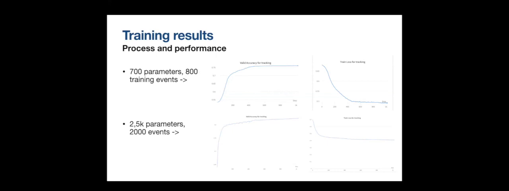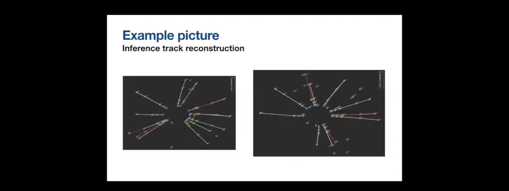Training results are next. We can see that for the smaller data and smaller model, we can achieve a primary accuracy on the validation set of about 0.76 or so. For larger data and a larger model, within the same number of epochs, we can achieve 0.85 or so. Here are some examples of the inference track reconstruction. Below you can see that white lines are what our model predicted, and red lines are what our model missed. So basically the accuracy is quite good, but should be increased much more.